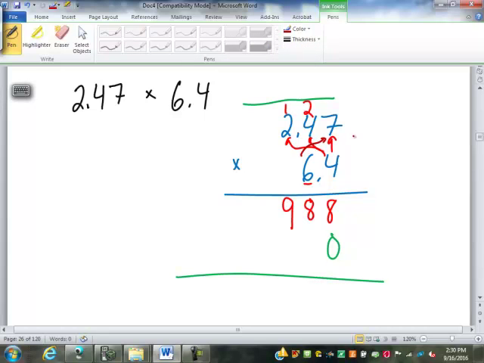So now we're going to go ahead. 6 times 7 is 42. So 2, carry the 4. 6 times 4 is 24. Plus 4 is 28. So 8, carry the 2. And 6 times 2 is 12 plus 2 is 14. So 4 and we carry over the 1. Now notice when we multiplied, we did completely ignore that decimal point. We just multiplied all the numbers with no concern for the decimal point at all.